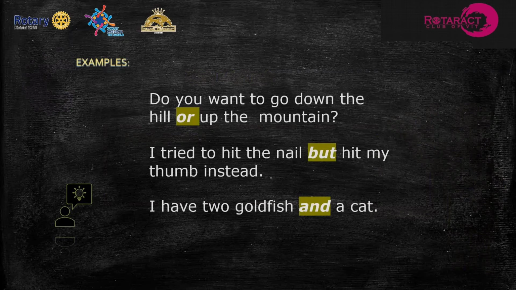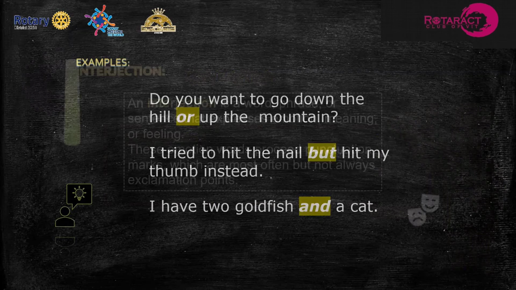I tried to hit the nail but hit my thumb instead. Now, but did the same thing with the two sentences. It combined those two sentences. Now, in the last sentence, there is an and, which is combining two different sentences. So, it's also a conjunction.